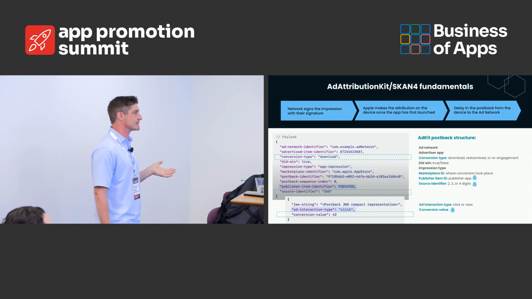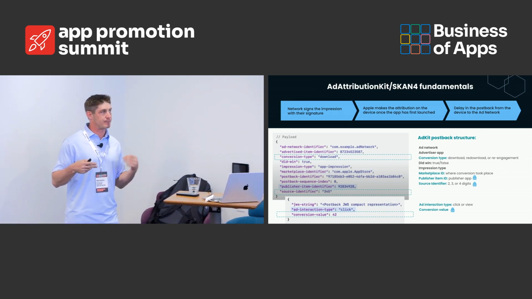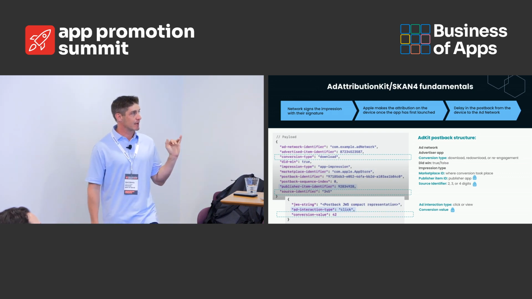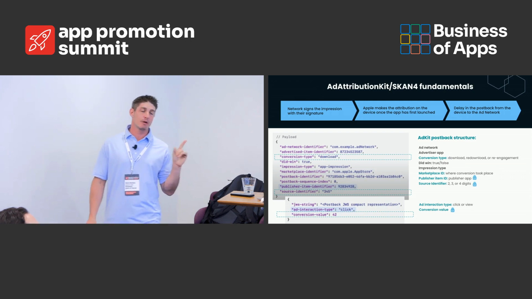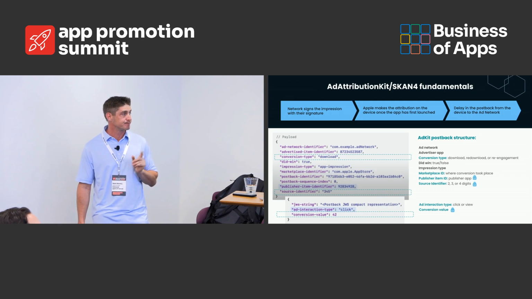There's a few naming convention differences. For example, Source App ID, which is the publisher app that the conversion came from, is now called Publisher Item Identifier. I'm not going to go through all of them, but a couple things to touch on. Conversion type used to be just download and re-download. Now it can be download, re-download, and re-engagement. So that's where we're going to measure re-engagement.